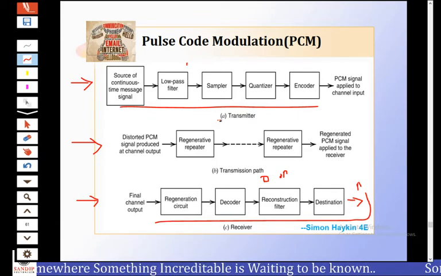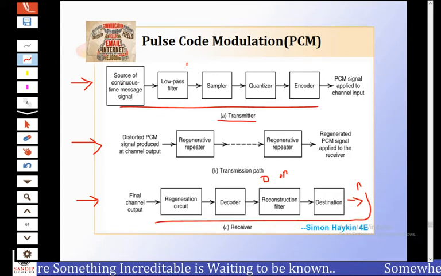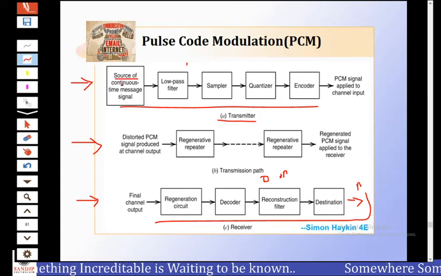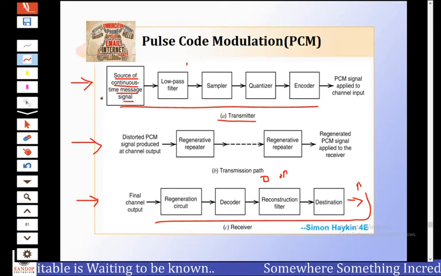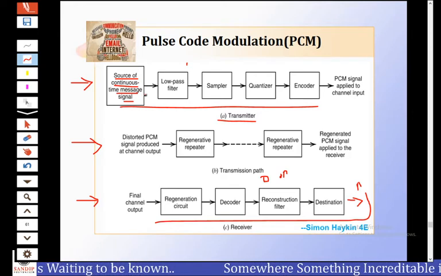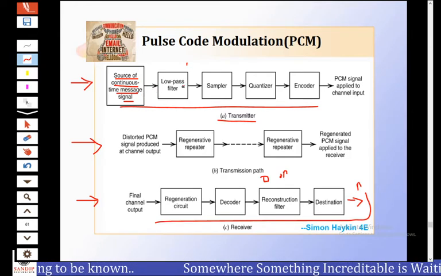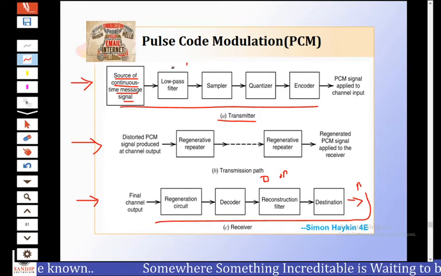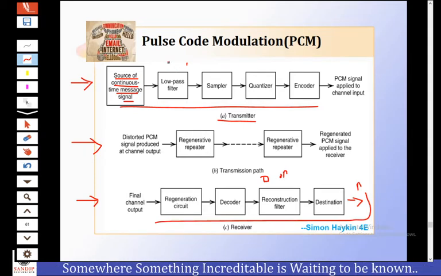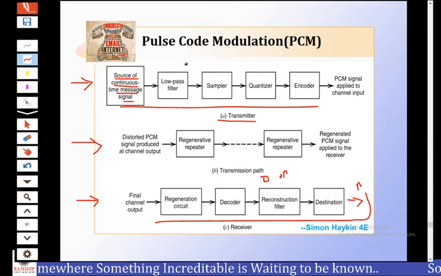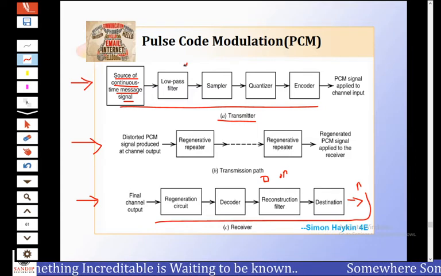First is the transmitter. On the transmitter side, the input is the source of a continuous time message signal, also known as the input signal x(t) or analog signal. This analog signal is applied to a low pass filter. The work of the low pass filter is to band limit the analog signal to its maximum frequency fm or maximum bandwidth W. Hence, it will not be affected by the aliasing effect, so it follows the sampling theorem or Nyquist criteria.